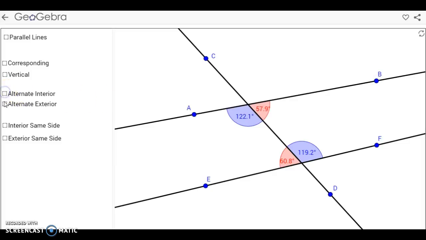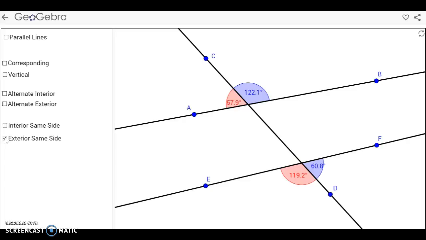Shouldn't be surprising that in alternate exterior angles, it's the same basic idea, opposite sides of the transversal, both of them outside of those lines. And then same side interior angles, it's basically the same idea. But these are angles, the blue angles here, the red angles here, that are on the same side of the transversal, but both inside. And same thing with same side exterior angles.